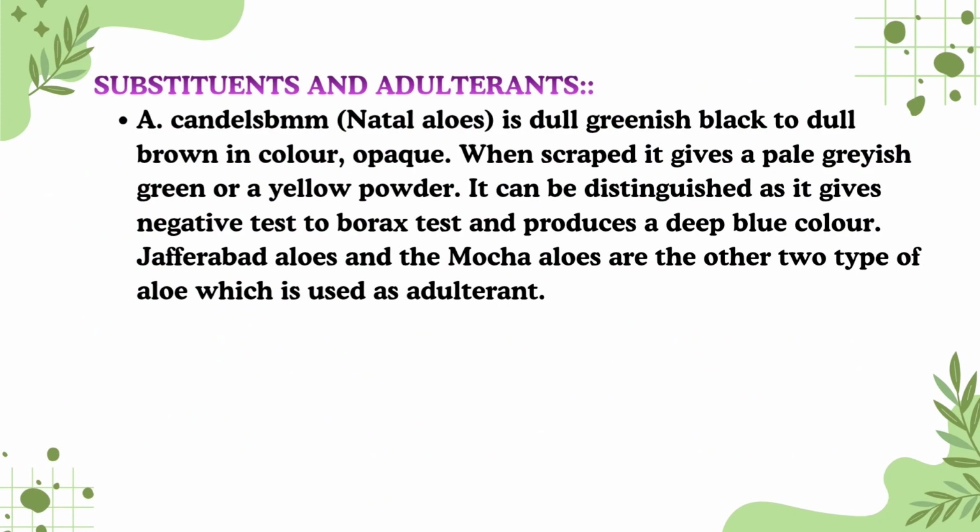Natal aloes is dull greenish-black to dull brown in color, opaque. When scraped it gives a pale grayish-green or a yellow powder. It can be distinguished as it gives negative test to borax test and produces a deep blue color. Jafarabad aloes and the mocha aloes are the other two types of aloe which are used as adulterant.